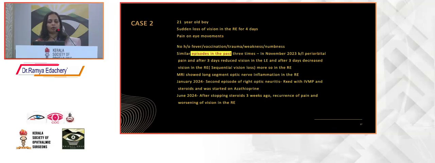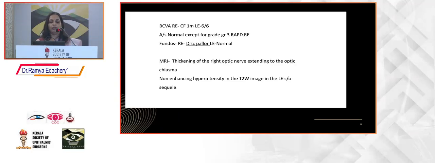This is a 21-year-old boy, sudden loss of vision in the right eye for 4 days. There was pain on eye movements. And when probing, he gave a history of similar episodes. And in the second episode, his vision was first affected in the left eye, followed by the right eye, and he was started on IVMP and azathioprine. And now when he showed me, his right eye was affected. So his vision was counting fingers, grade 3 RAPD with a disc pallor in the right eye.